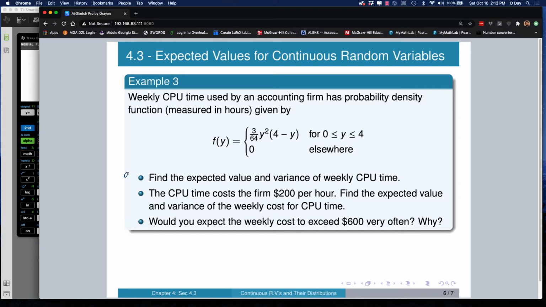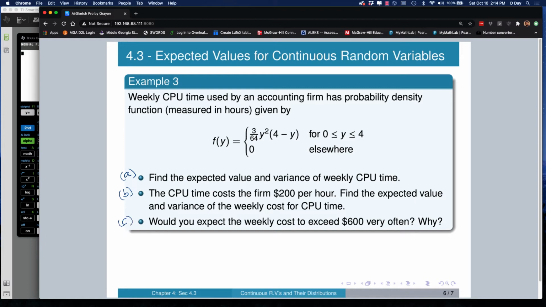So I'm going to call that part A. Part B says the CPU time cost the firm $200 per hour. Find the expected value and variance of the weekly cost of the CPU time. There's B. So we can use A to help us solve B. And then lastly, it asks us, would we expect the weekly cost to exceed $600 very often, and why? I will show you two different ways you can answer that question when we get to it. But let's start with A first.